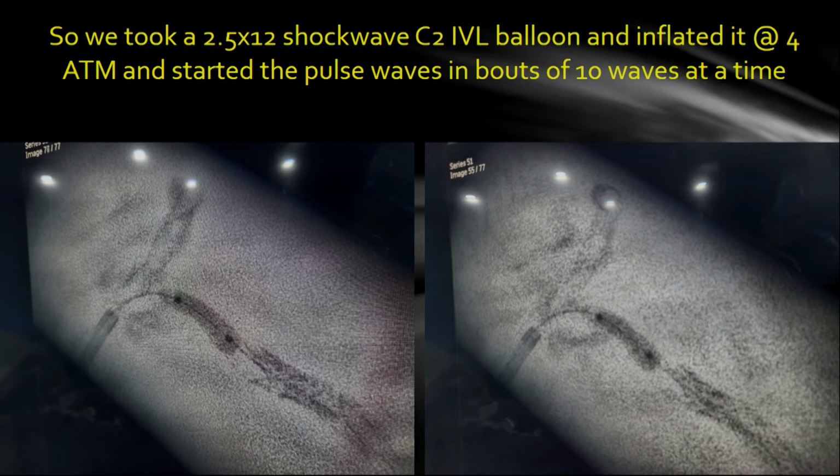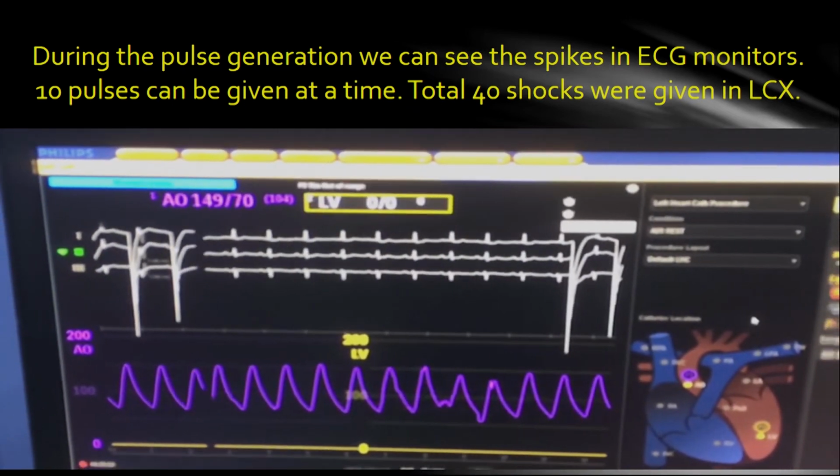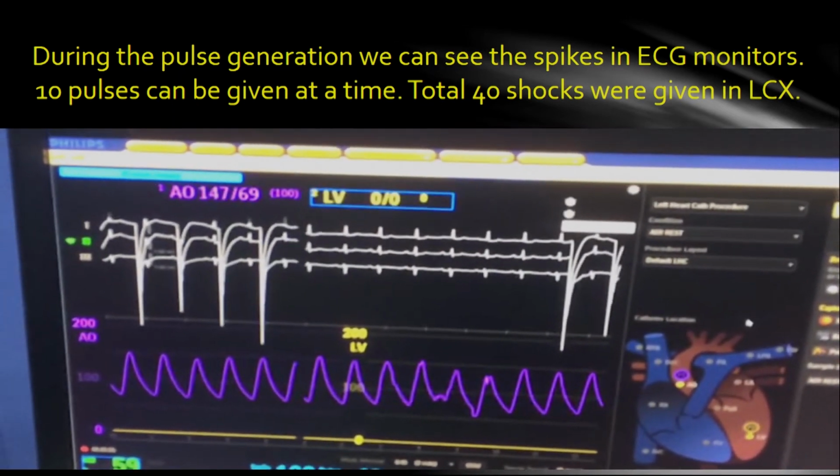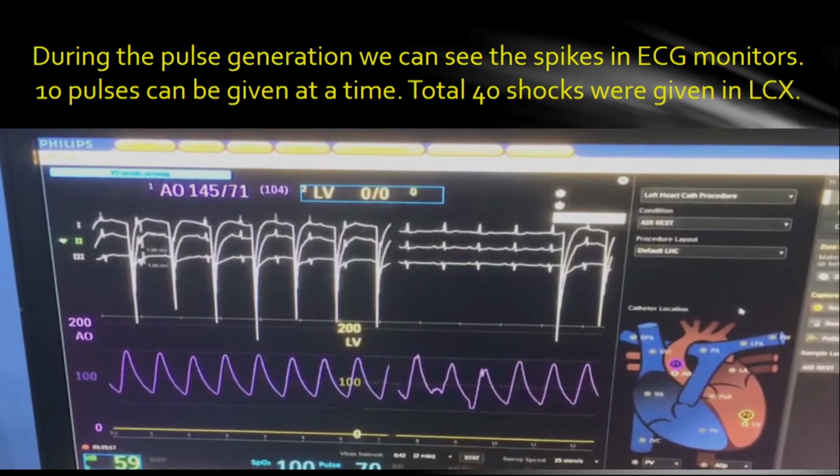This is the IVL, and you can see the stent struts. During the pulse generation, we can see the spikes on the ECG monitor. 10 pulses can be given at a time, and a total of 40 shocks were given.